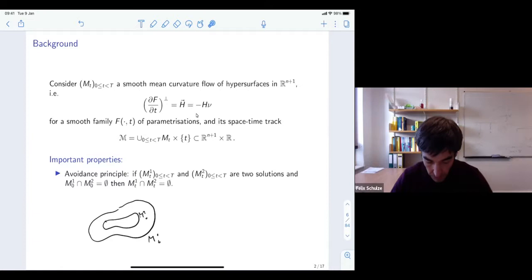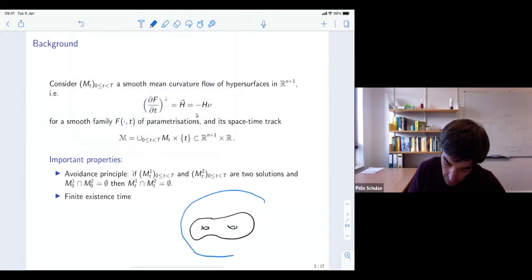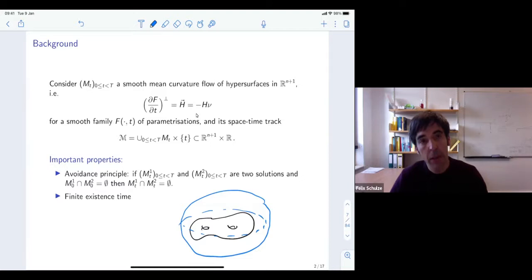Okay, now we have seen this avoidance principle. Finite existence time means just the following: assume you have an initial compact surface. I'm trying not to draw a higher dimensional picture. Now we can always enclose this by a big sphere, and we can compute the evolution of the big sphere. It contracts to a point in finite time. The two solutions have to avoid each other. So we know we get singularities, or something has to happen, something has to disappear.